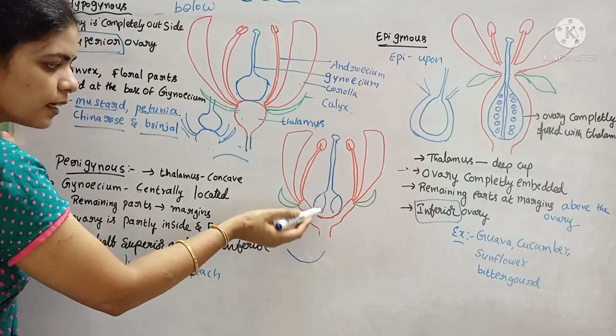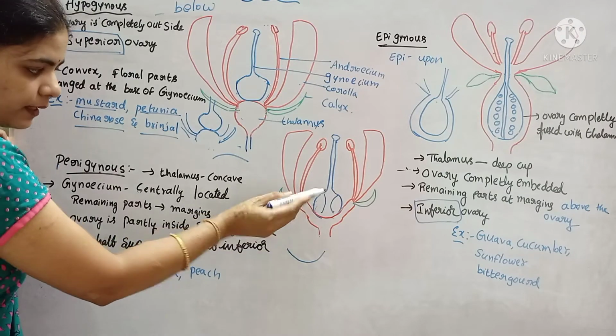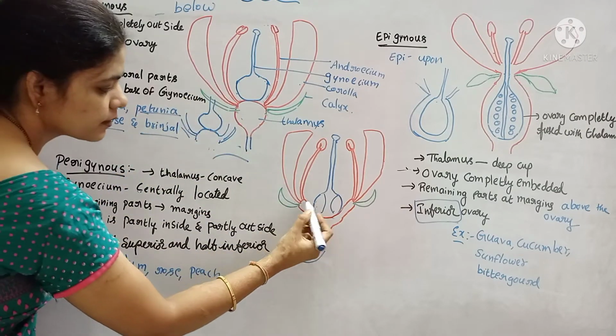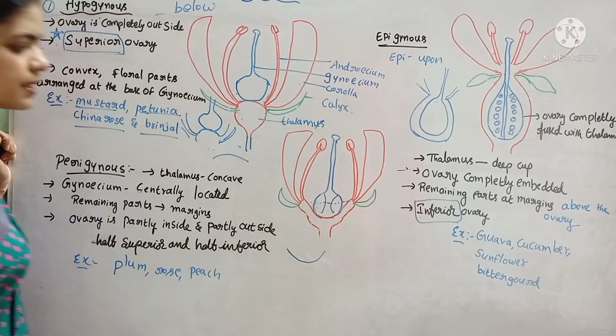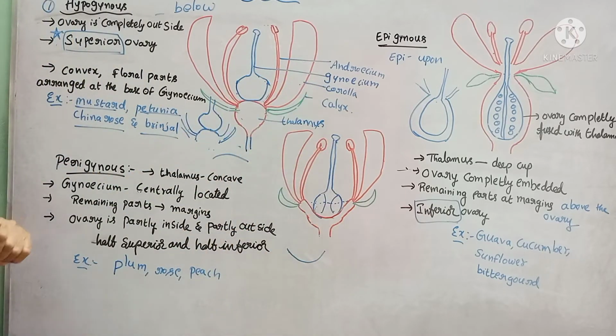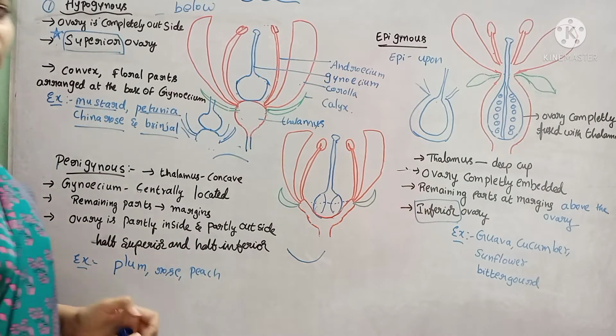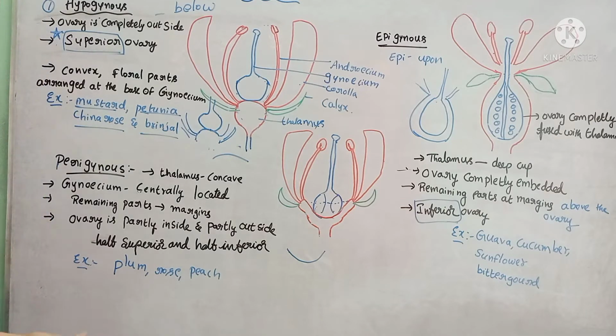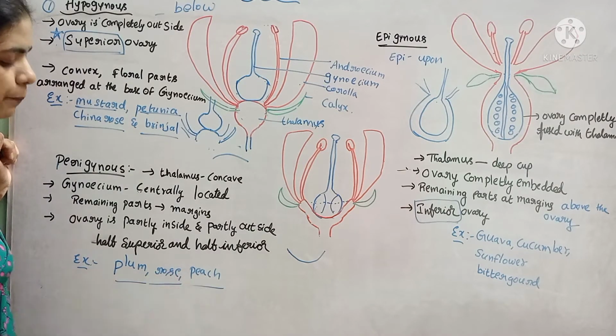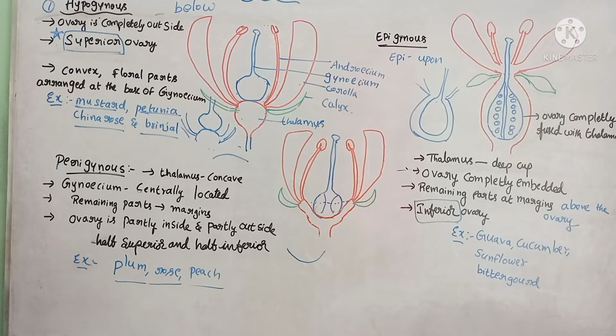Here this ovary is present half inside and half outside, right? See, this half of the ovary is present inside and the remaining half of the ovary is present outside. Hence the ovary is partly inside and partly outside. Hence it is a half superior and half inferior ovary. Examples: plum, rose and peach. In these we can see the perigynous flower. These are the different kinds of flowers.